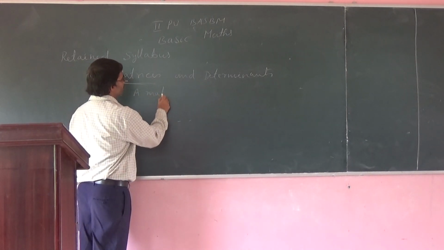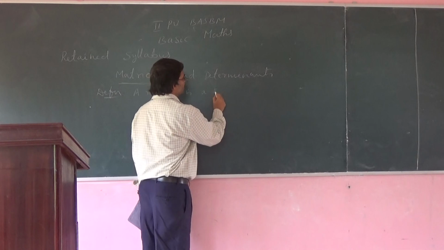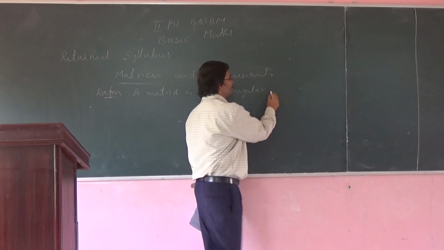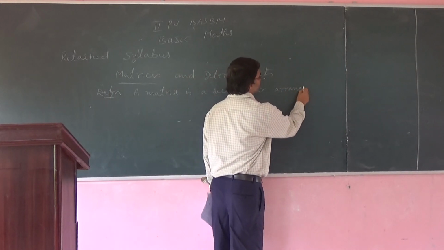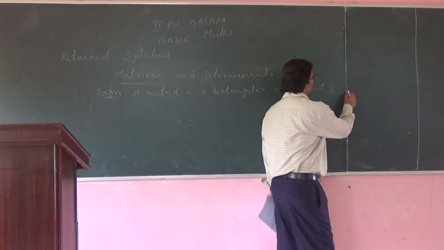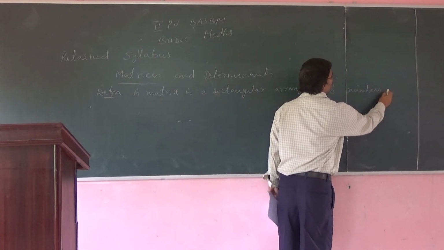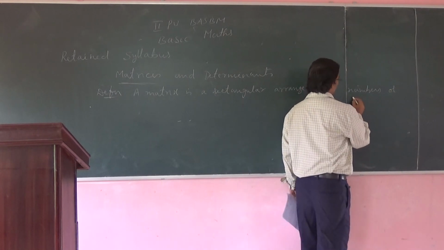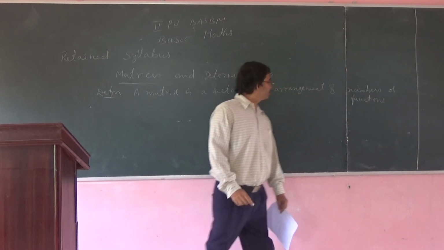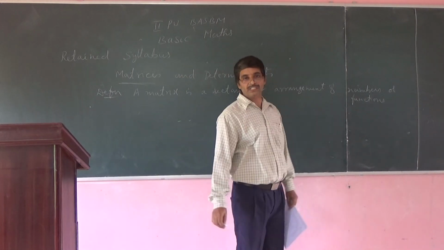A matrix is a rectangular arrangement of numbers or functions. A matrix is a rectangular arrangement of numbers or functions.